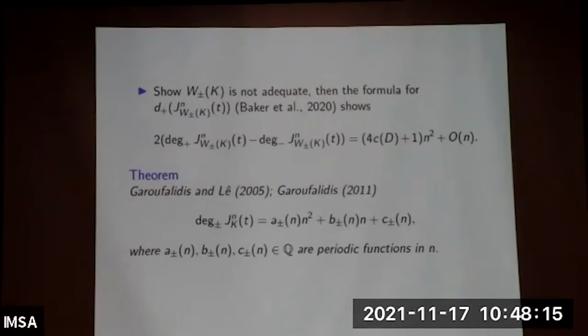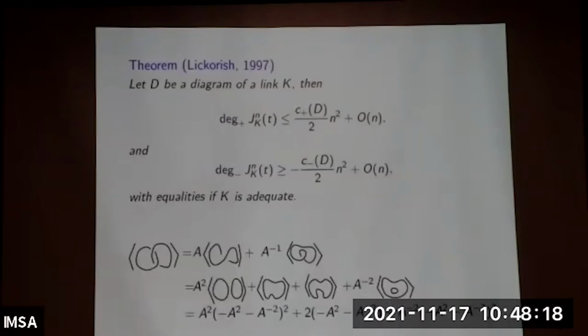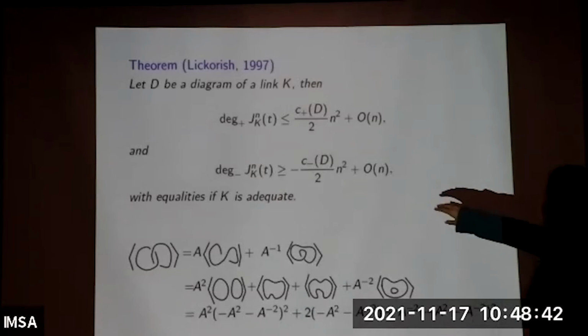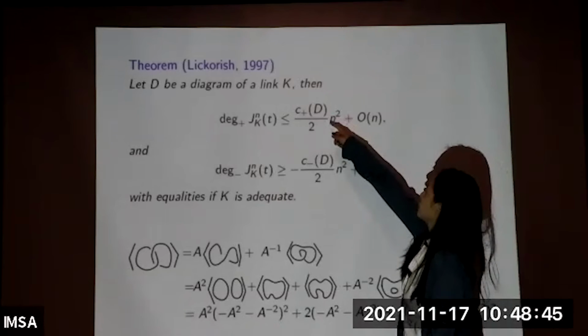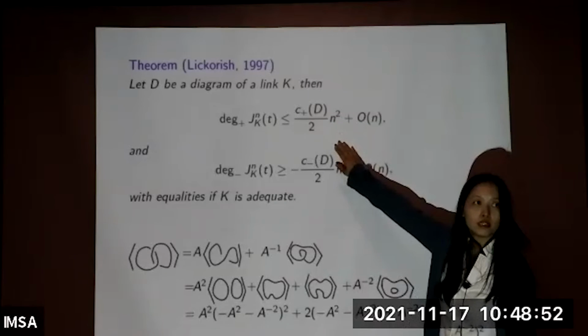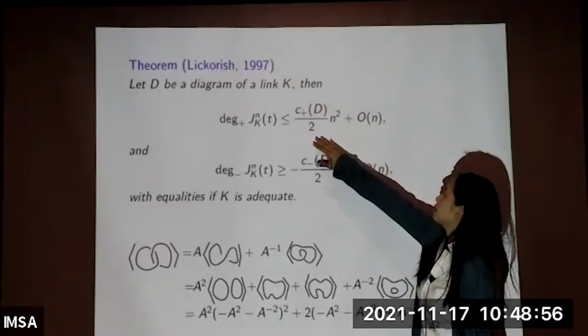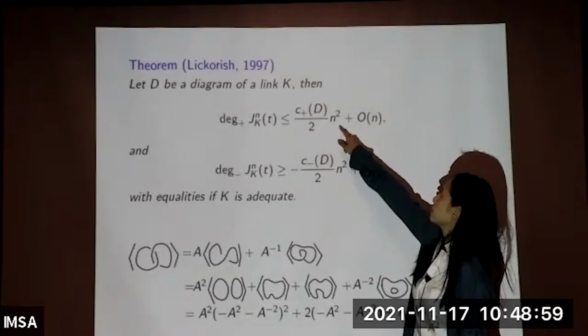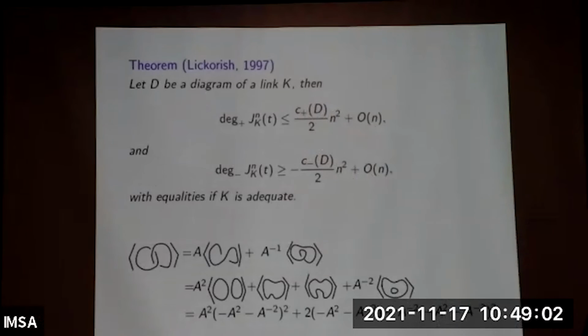Okay, so let's go back to this. Where does this bound come from? This bound comes from just taking the all-A resolution on the knot diagram. That would be good enough. And if you have n greater than 1, then the formula is written down as this upper bound in the form of a quadratic polynomial. So you have c plus d over 2, squared, plus more. When you plug in n equals 1, this term just becomes the number of positive crossings divided by 2.